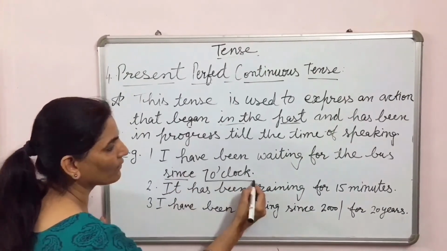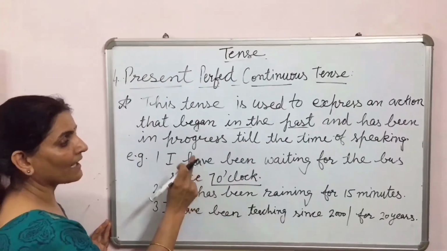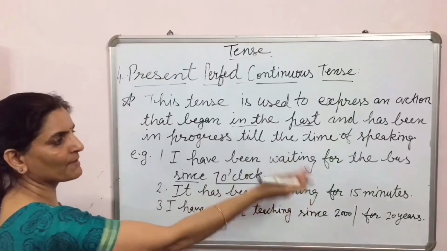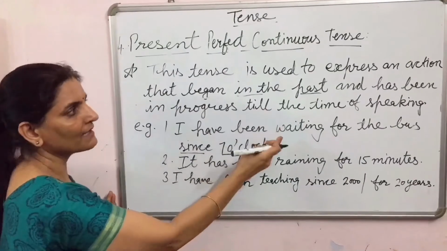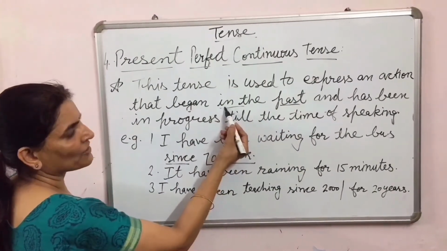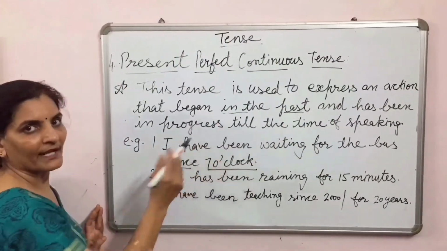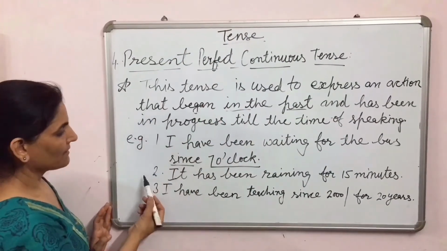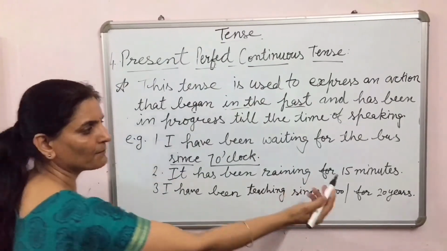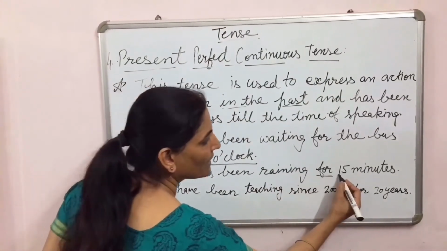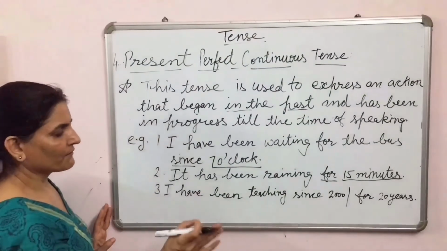Since 7 o'clock. Here since is used because exact time is given here, and I have been waiting for the bus means I started in the past, still I am waiting, means the action began in the past and it is in progress at the time of speaking. See second example, it has been raining for 15 minutes. Here I have used for 15 minutes means the time is not exact.